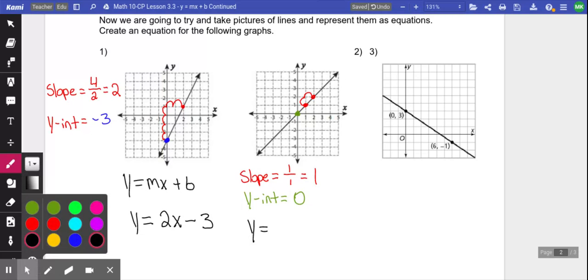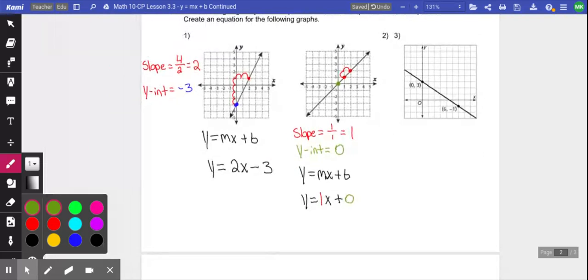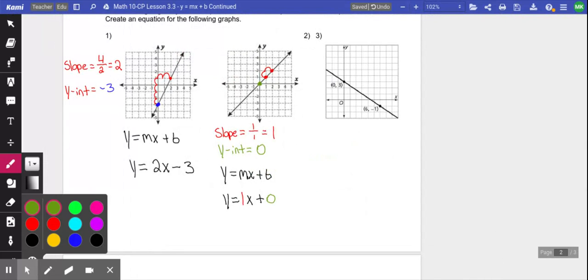This means my equation, y equals mx plus b, would become y equals 1x plus 0. Now, we would not write an equation like that, right? We don't write 1x's. We write an invisible 1x. We write it like that. And we also don't need to write plus 0. So we could actually just leave our answer as y equals x.